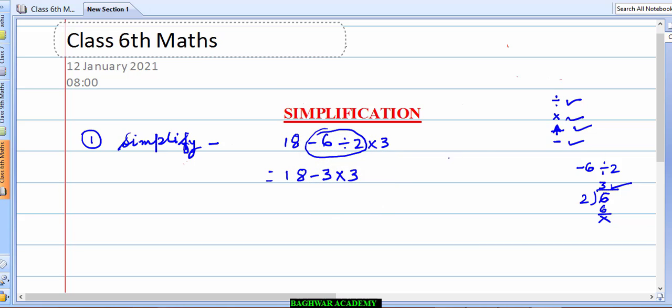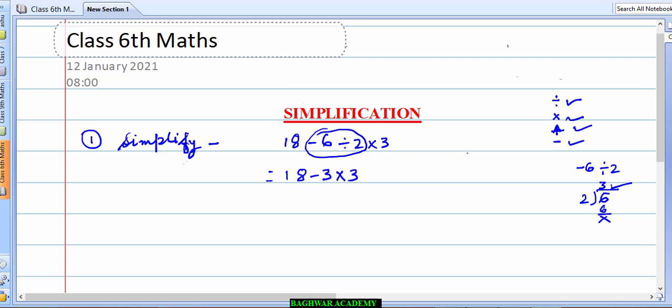Now in second step, division you have performed, means the operation of division you have done. Now we will do what? Multiplication. So here you see in multiplication what you have. This, how we will read this? This is not 3, this is minus 3. So minus 3 into 3 it is.